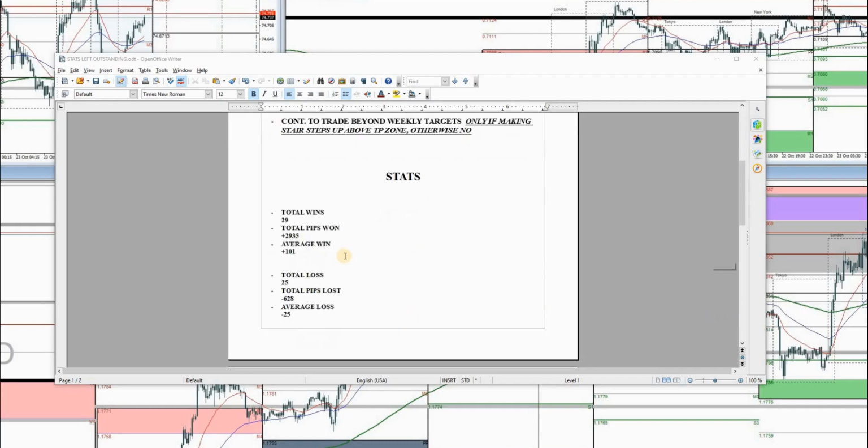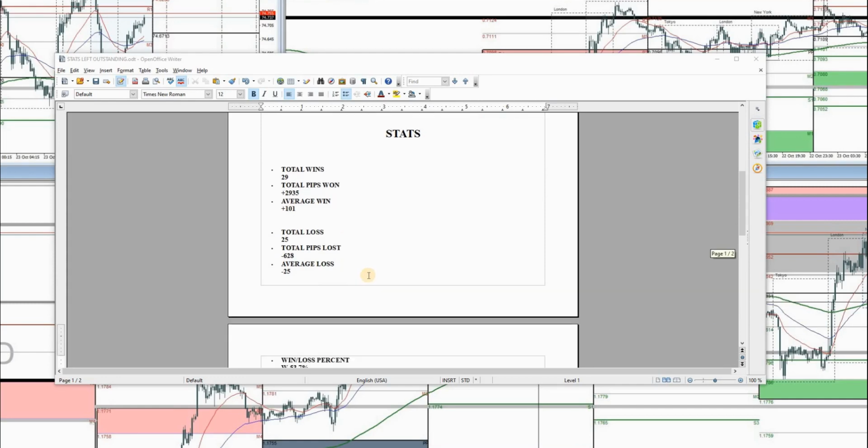In my stats, I have a total of 29 wins. The total pips from those wins are 2,935. The average win was 101 pips. My total losses is 25. My total pips lost within that grouping is minus 628. My average loss is minus 25, so this is nice. Sorry, my risk to reward ratio is 4-to-1, so that's really nice to see.